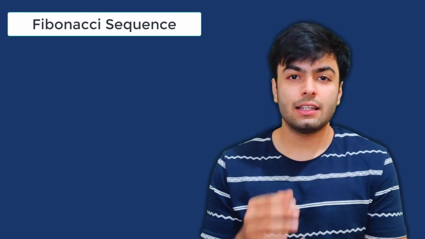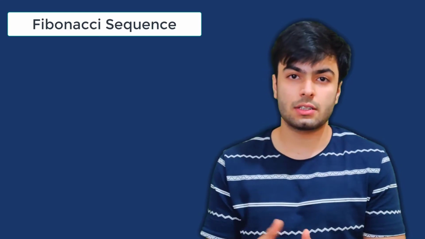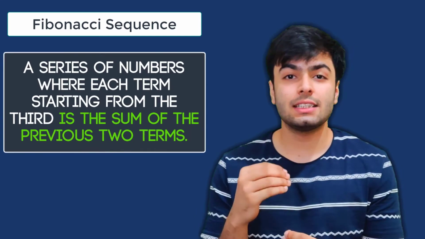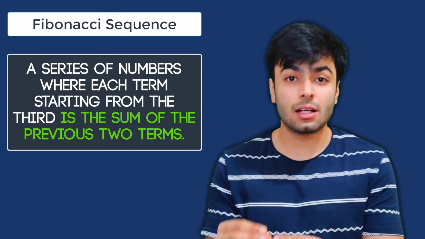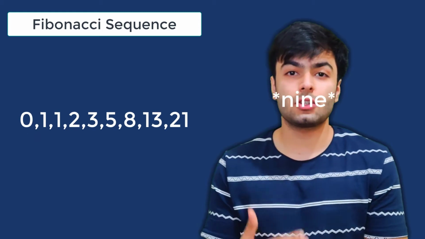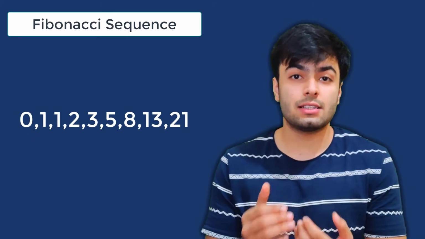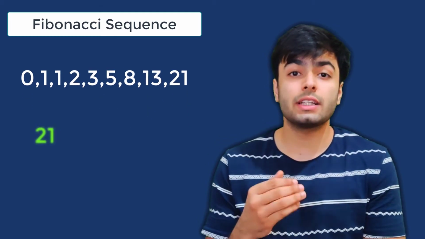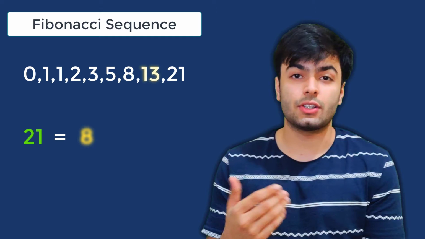Before we start coding, let's try and understand what the Fibonacci sequence is and how it works. The Fibonacci sequence is a series of numbers where each term starting from the third is the sum of the previous 2 terms. Here we can see the first 8 terms of the Fibonacci sequence. If we were to pick any term in this sequence, for example 21, we can see that it is the sum of the 2 terms before it, that is 8 and 13.